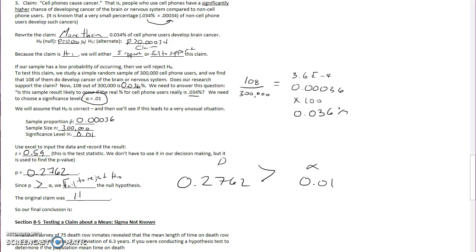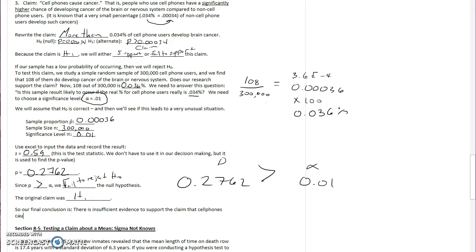But our original claim was H1. So our final conclusion is, and I'm going to try typing this time, our final conclusion is going to be: there is insufficient evidence to support the claim that cell phones cause cancer.